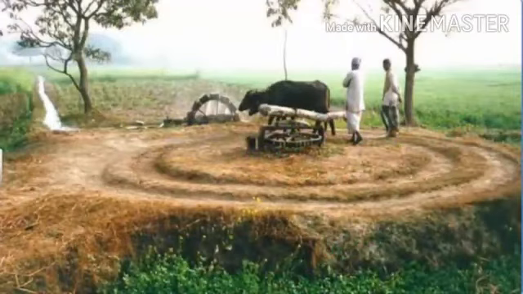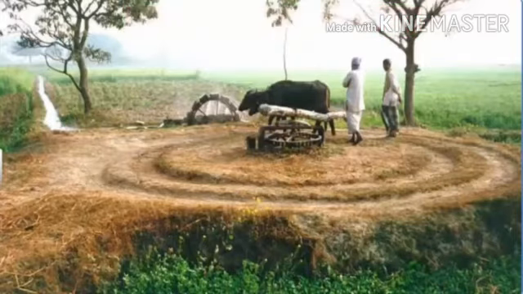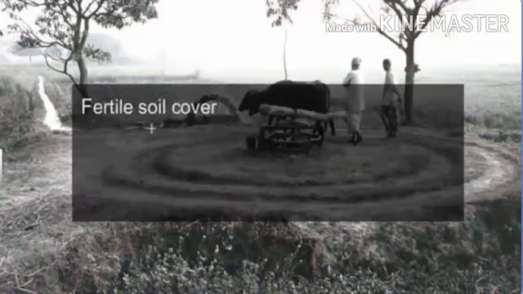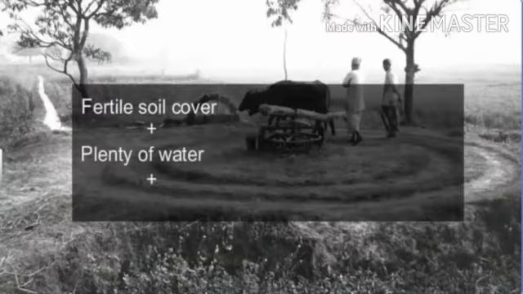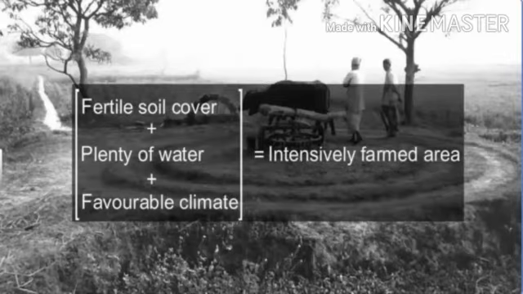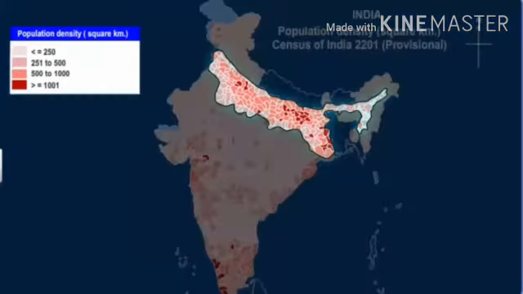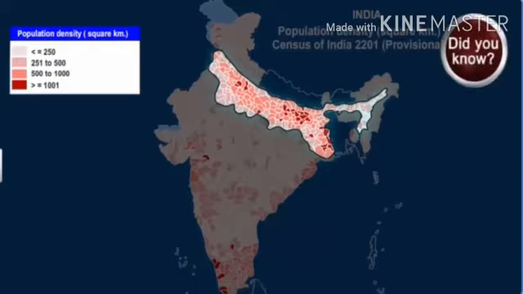As mentioned earlier, the soil cover in this plain is rich and fertile, and water is found in plenty. Combined with a favorable climate for growing several major crops, the northern plain is one of the world's most intensively farmed areas. Therefore, it is not surprising to note that the northern plain is a very densely populated physiographic division of India. Did you know, not just in India, the northern plain is one of the most populated areas on Earth.